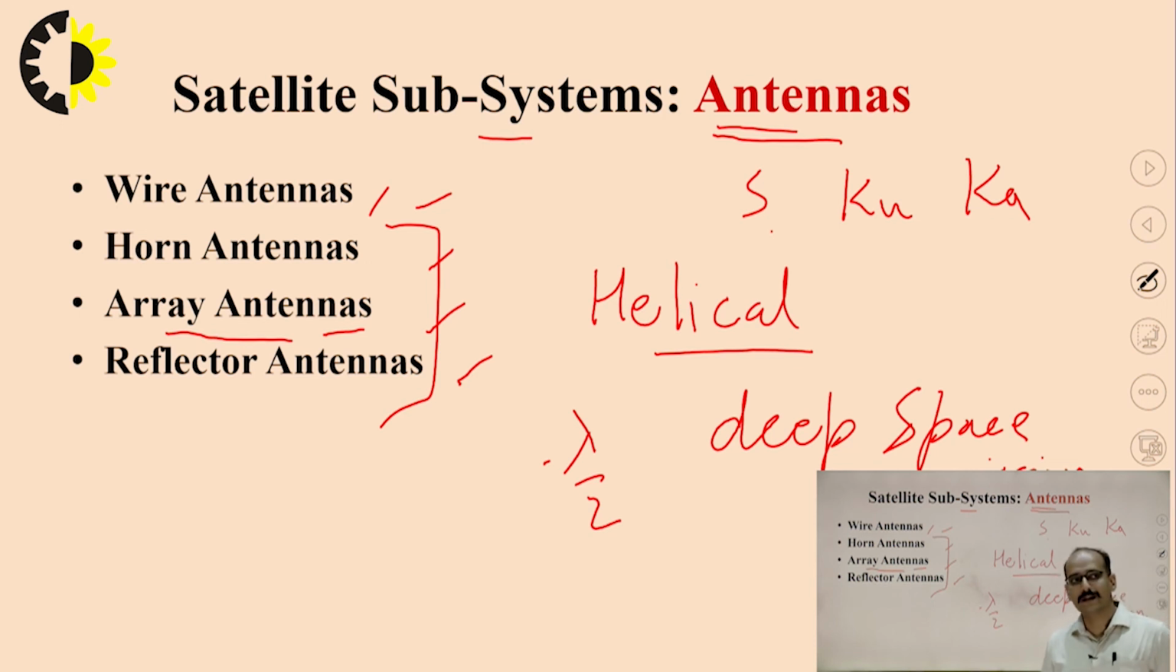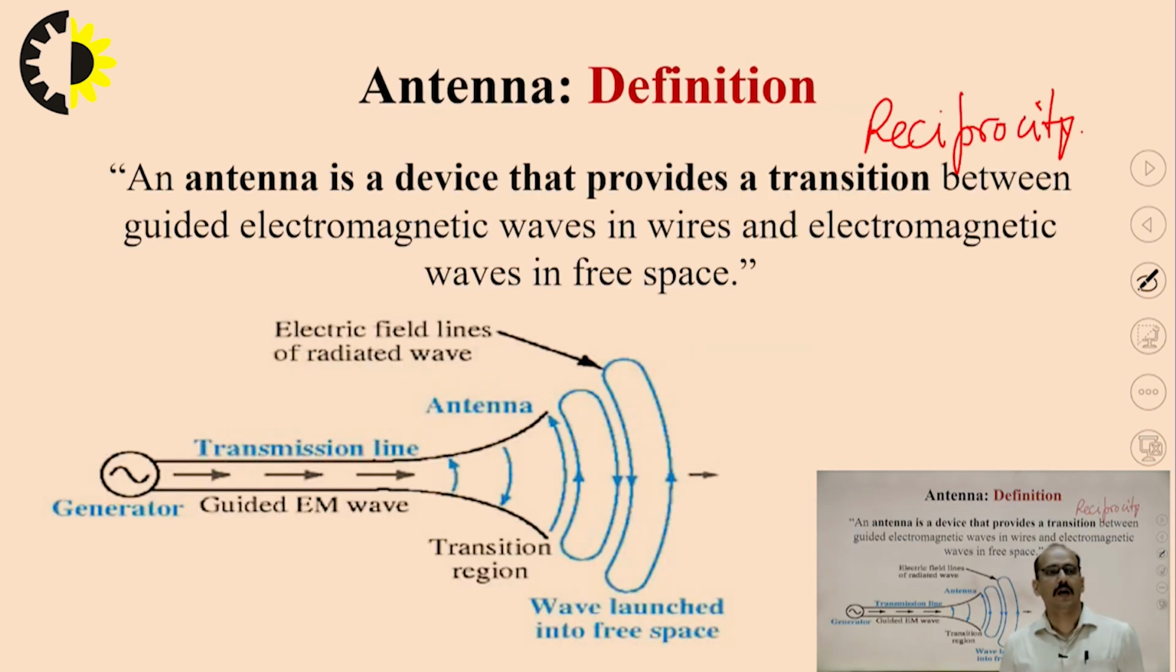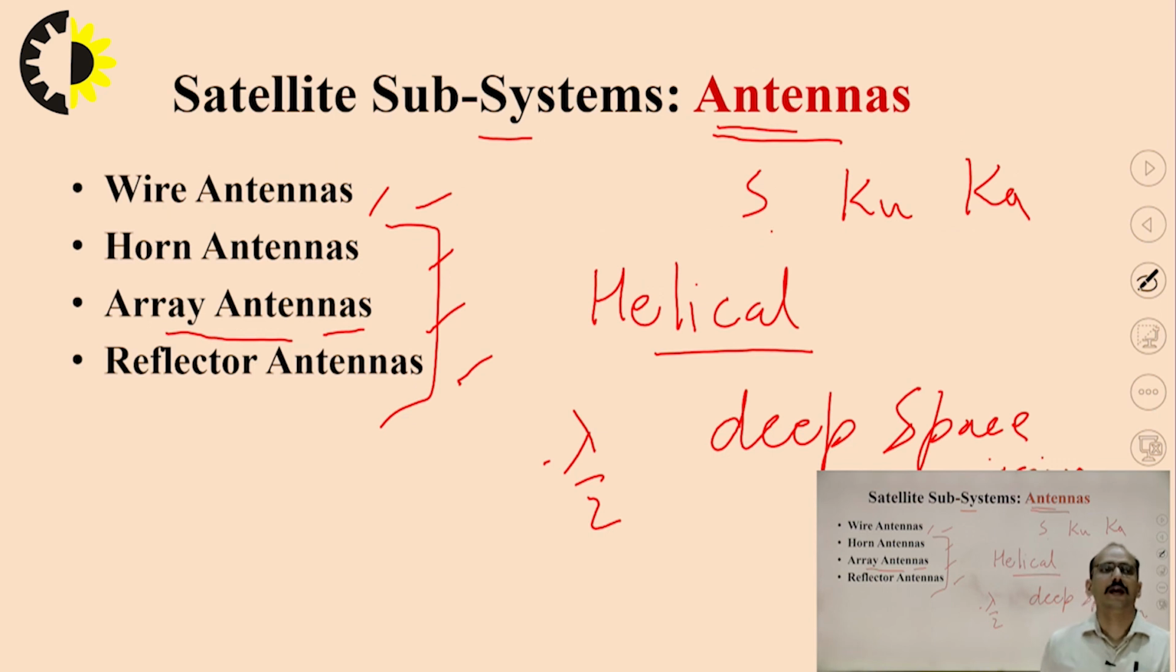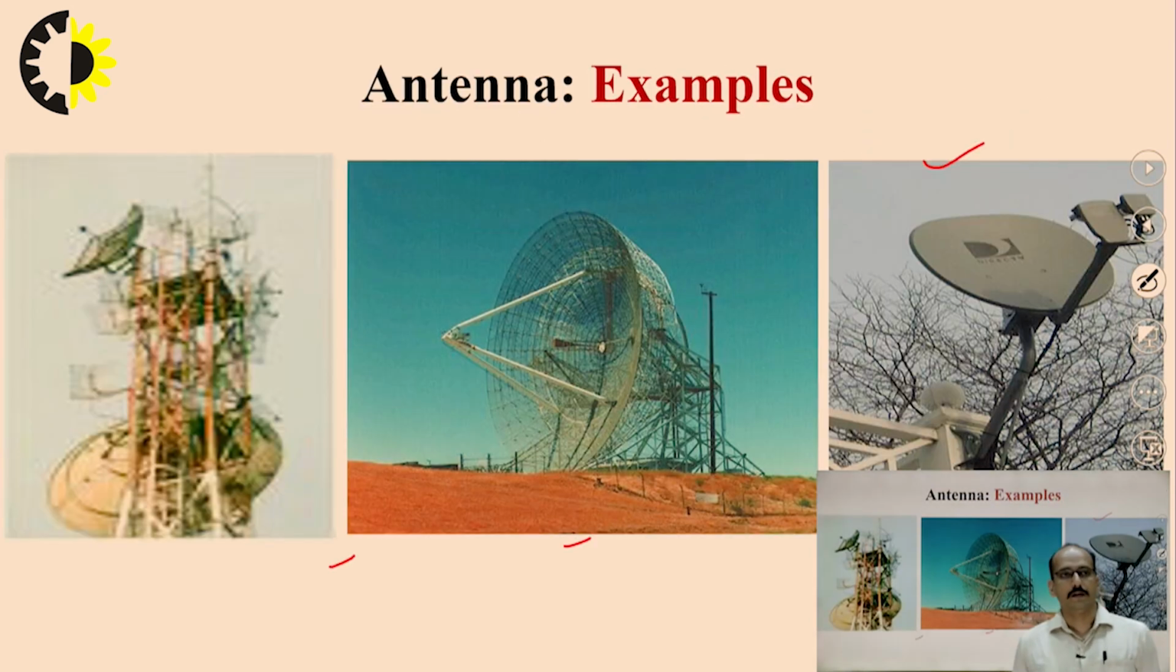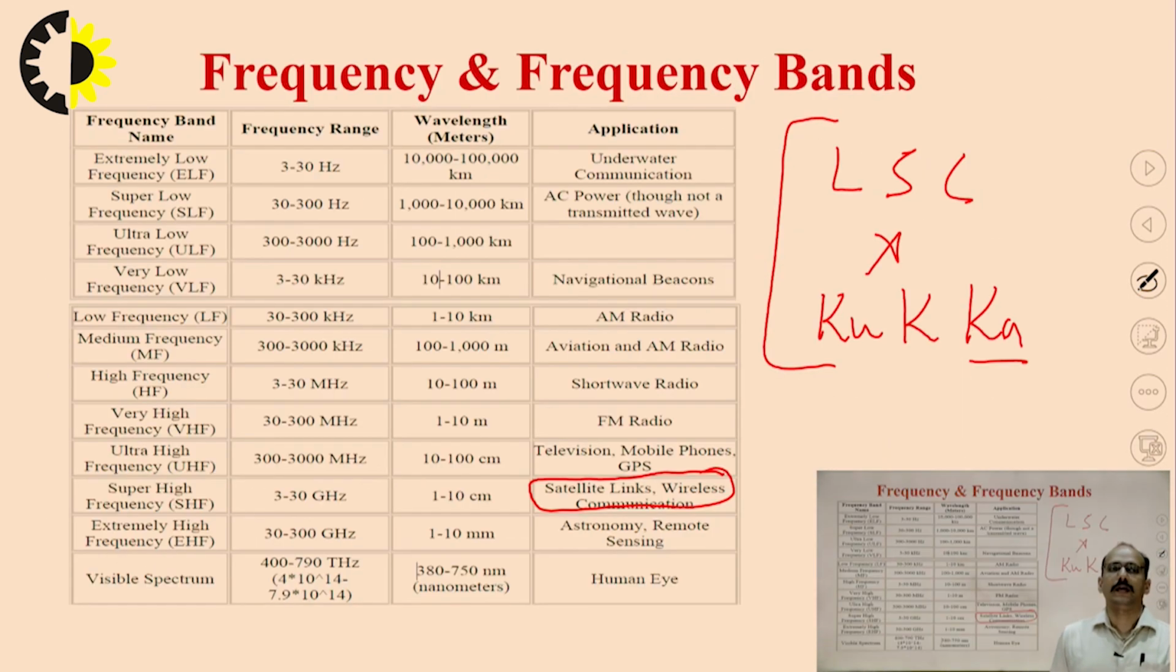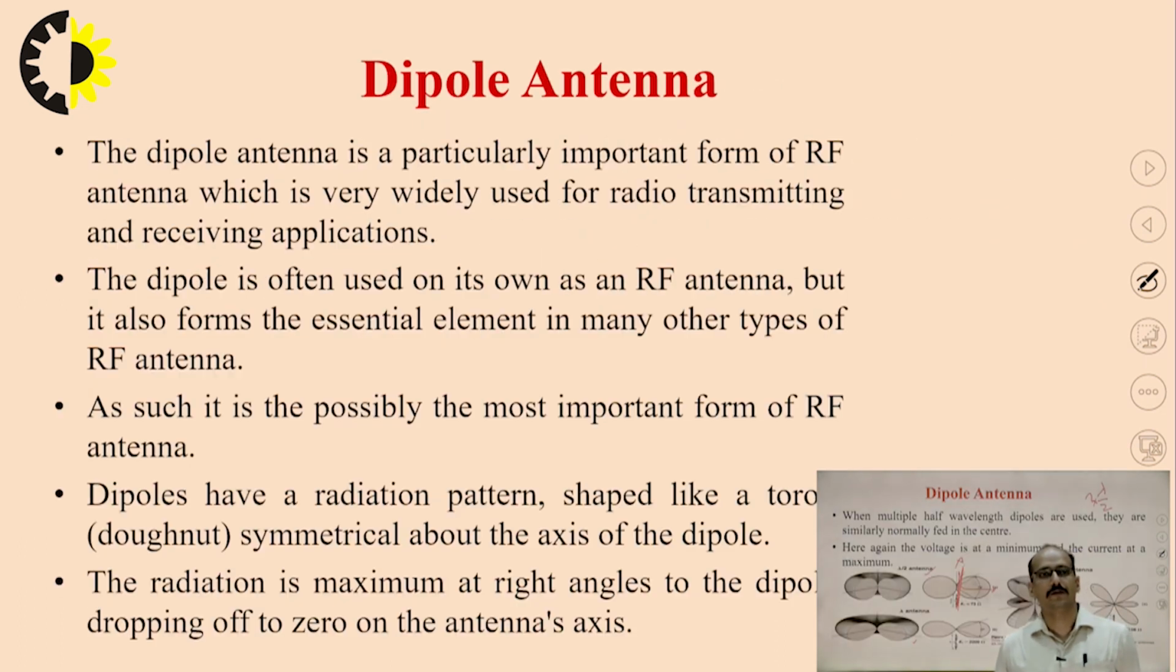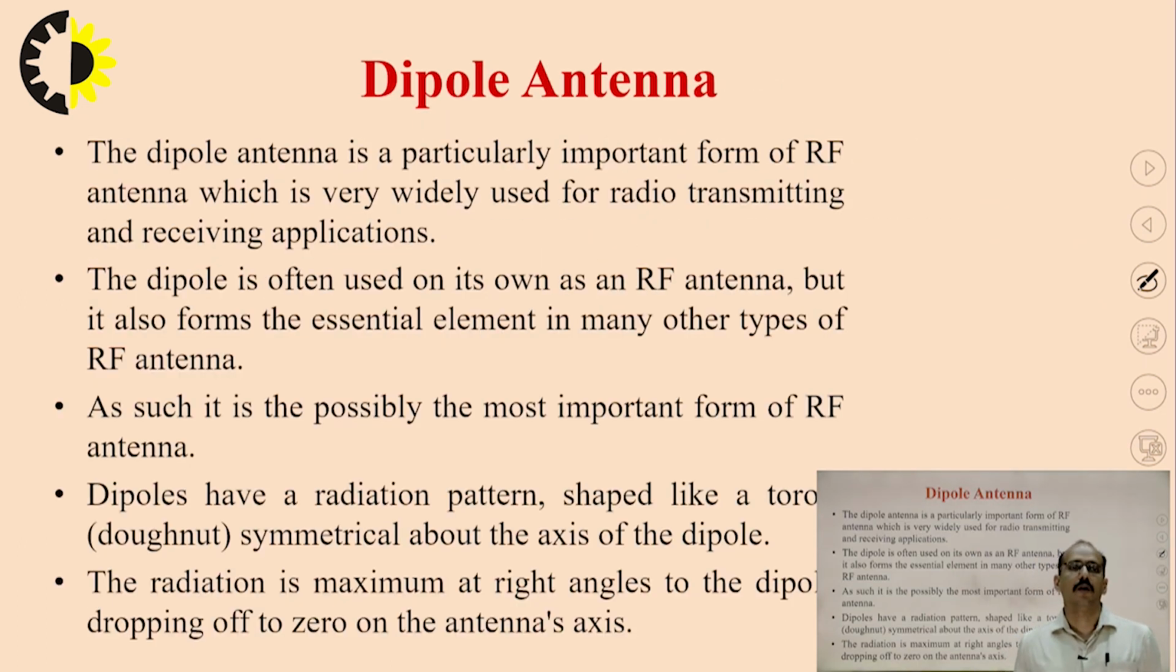So in the next lecture we will discuss the horn, array and reflector antennas, and combined, these all make an antenna subsystem, called the antenna subsystem of a satellite.